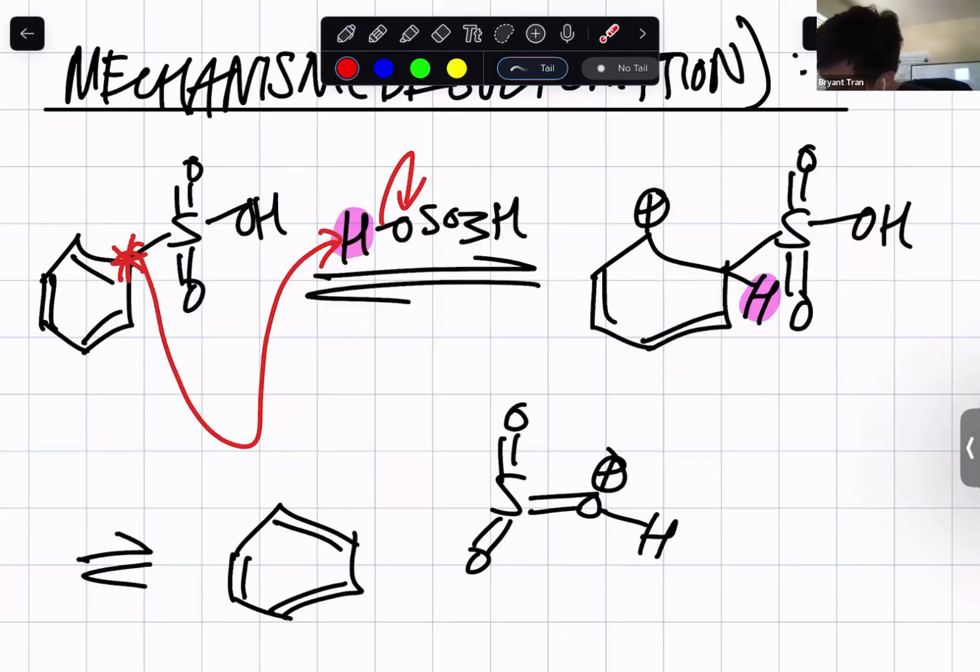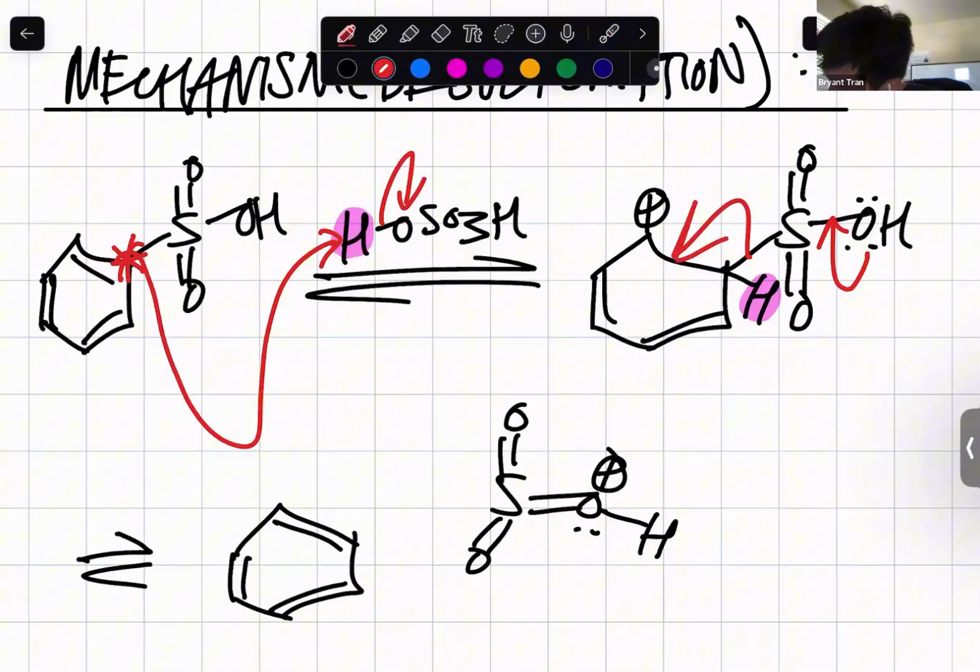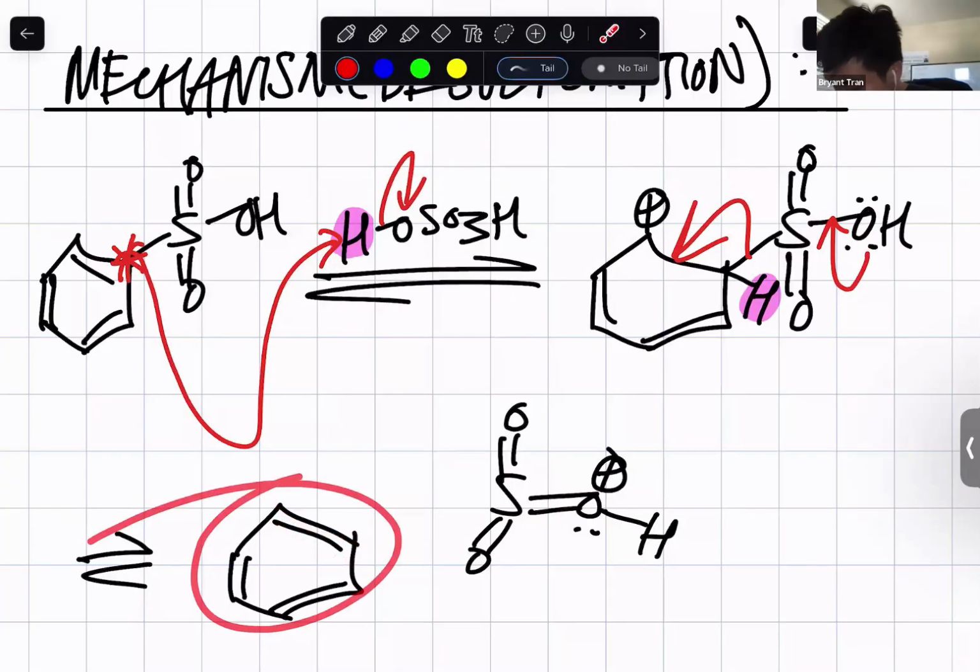So we see that there is a double bond here between oxygen and sulfur, which was not there before. To create that double bond, we see that this oxygen has 2 pairs of electrons, whereas this oxygen here has 1 pair of electrons. We could use one of the oxygen's pairs of electrons to make a double bond between oxygen and sulfur like that, which will give us this right here. And we'll break this bond and create a double bond right there, which will give us this aromatic benzene back, right?